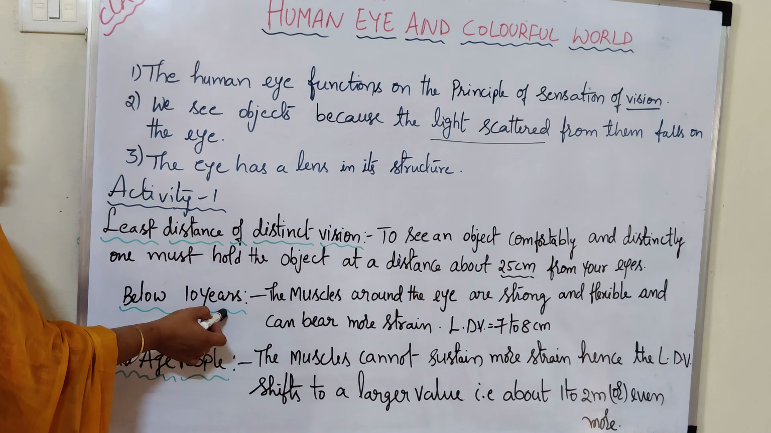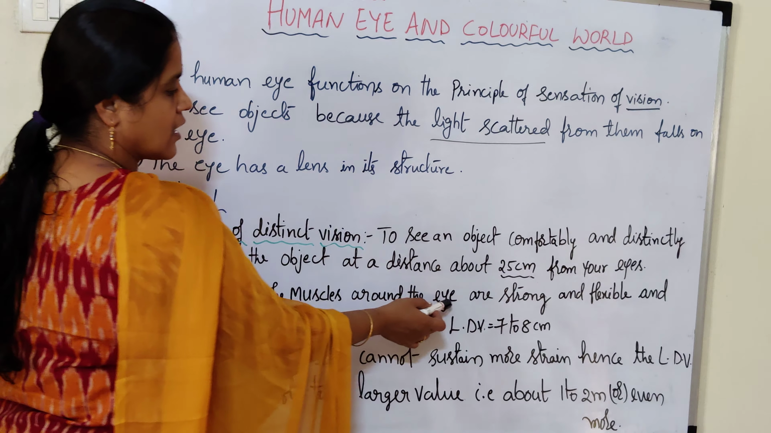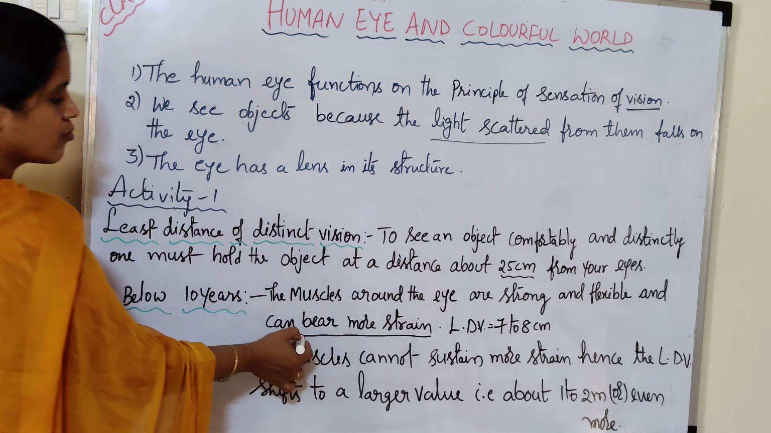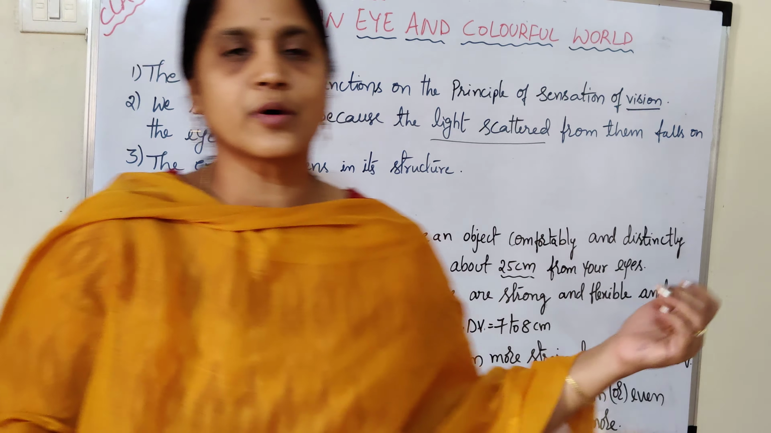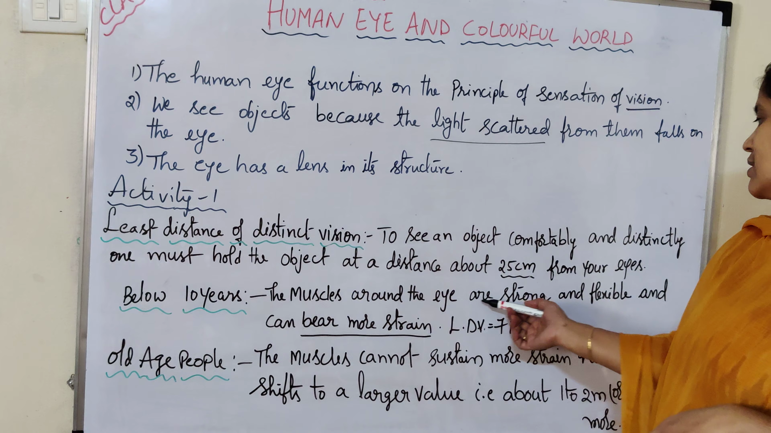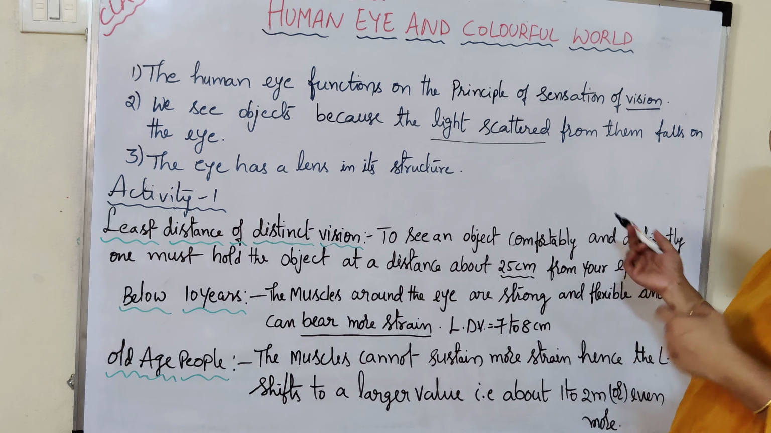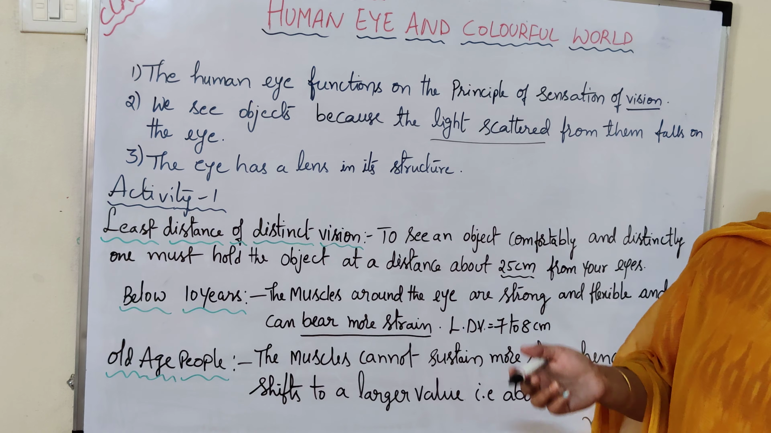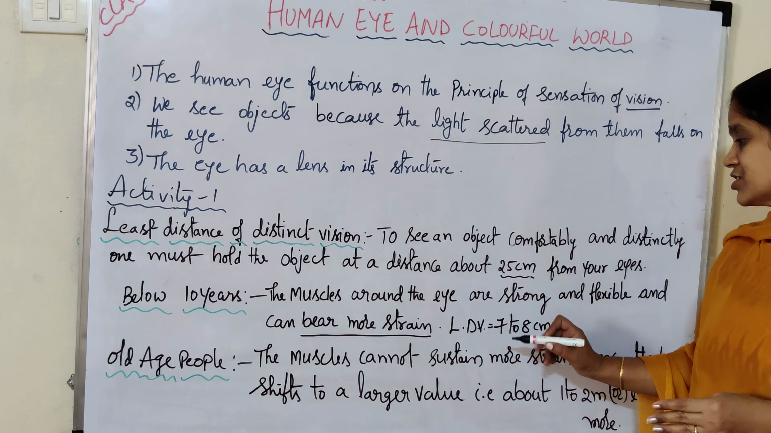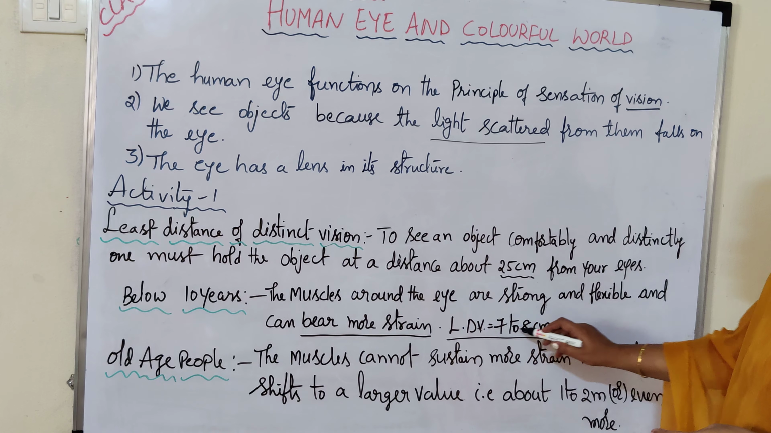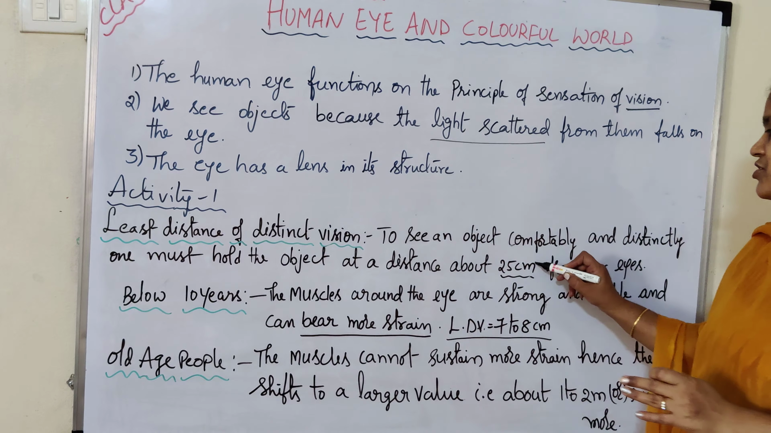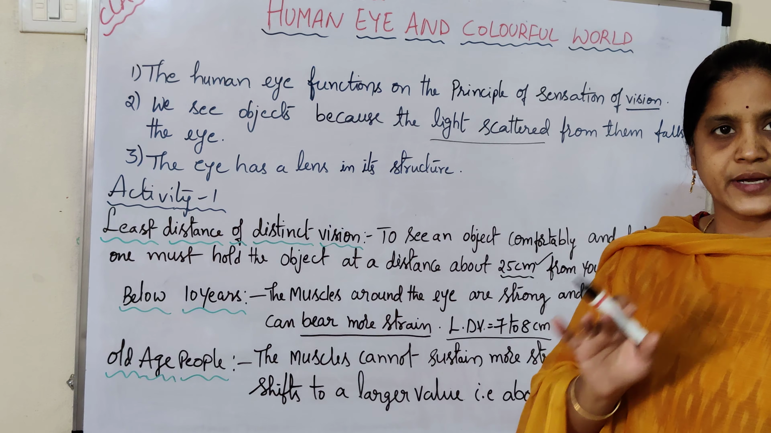Below 10 years, the muscles around the eye are strong and flexible. They can bear more strain. So for those people, the eyes are strong and flexible and can bear more strain, and due to that the least distance of distinct vision for them is 7 to 8 centimeters. Next, for a healthy person, it is 25 centimeters, which is very important.